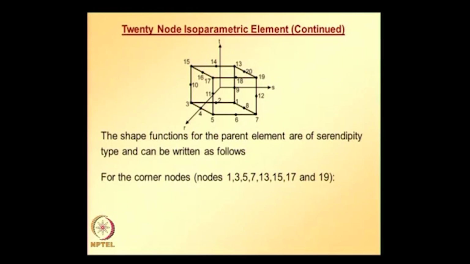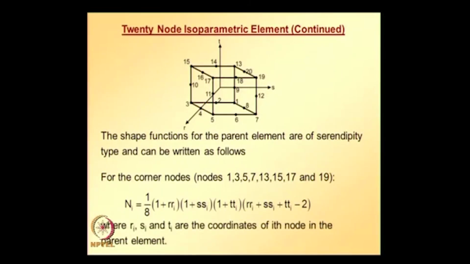So, for corner nodes, that is nodes 1, 3, 5, 7, 13, 15, 17, 19 for the node numbering shown in the figure, the shape function expression looks like this, where Ri, Si, Ti are the coordinates of the node in the parent element.